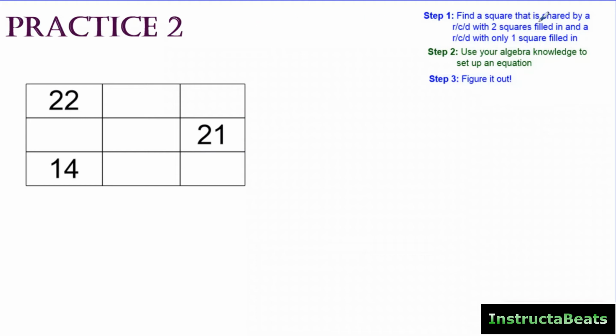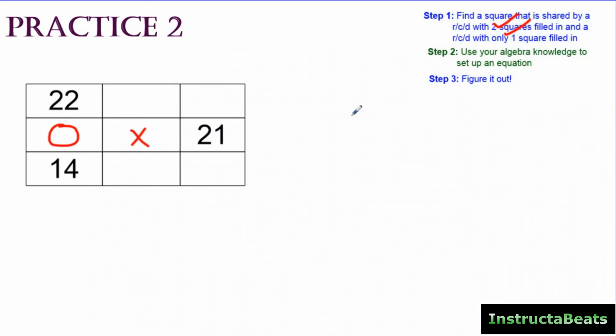First of all, we want to find a square that is shared by a row, column, or diagonal with 2 squares filled in, and a row, column, or diagonal with only 1 square filled in. Right here, I have found a square that is shared with a column that has 2 filled in, and a row that only has 1 filled in. That's all that step means. So check to both of those, okay? And really what we're going to do is use this square they have in common to help me figure out the other square in my row with only 1 number filled in. We're going to be looking for x.